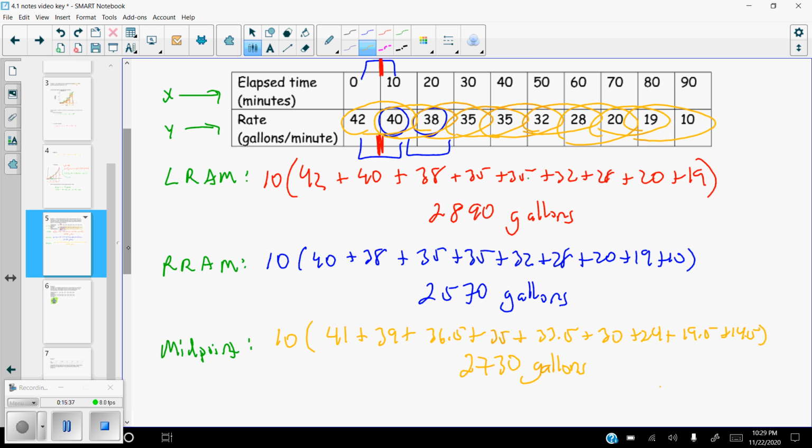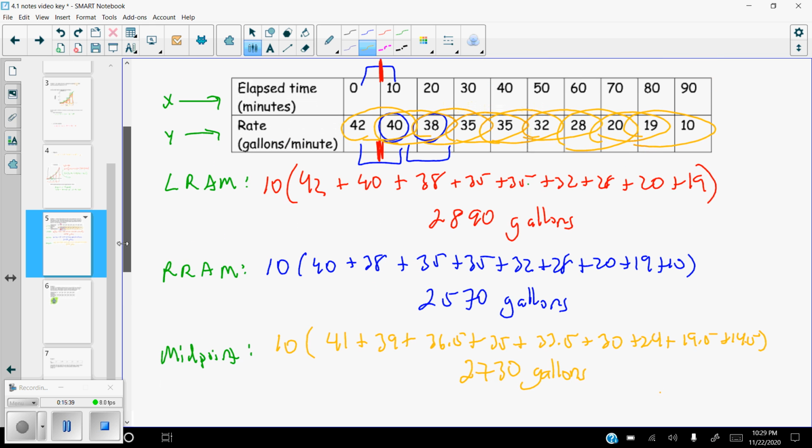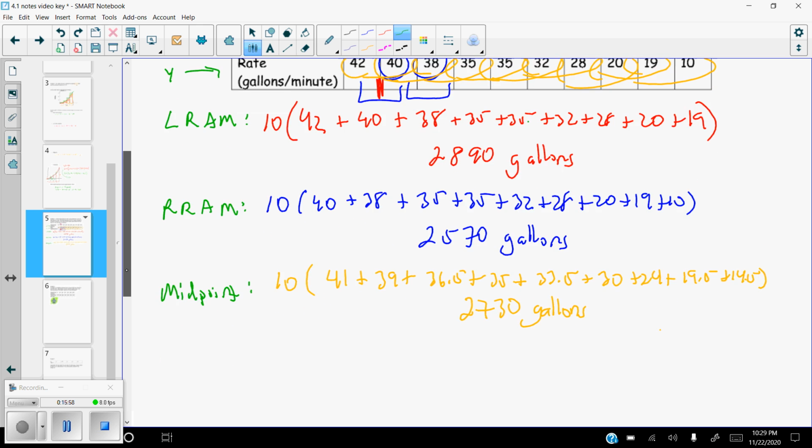All right, and then the last part of this one was, okay, so those are three approximations. It's quite obvious that the red one is probably over because it's a large number. The blue one is probably under. It's much smaller. The one in the middle, the 2,730, is probably a much better approximation, but we still have one more to go, which is our trapezoids.